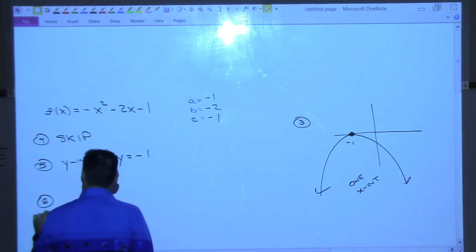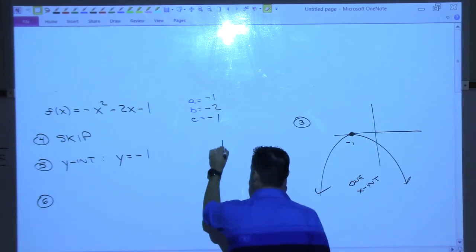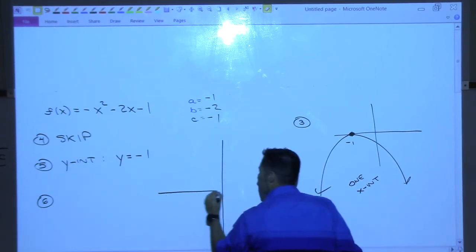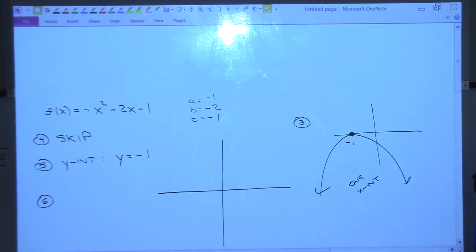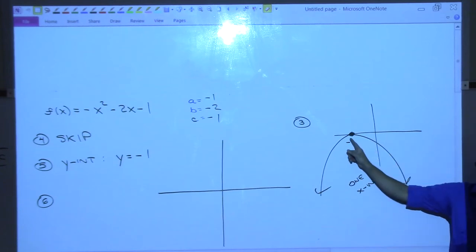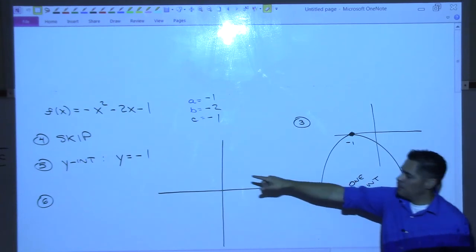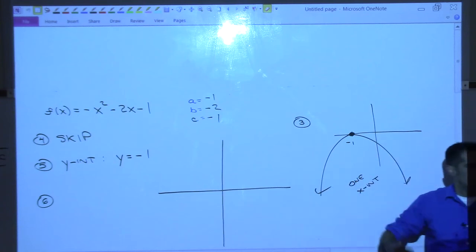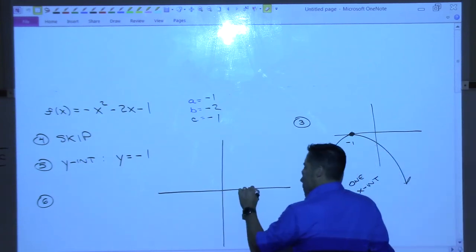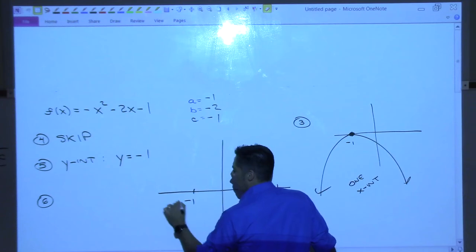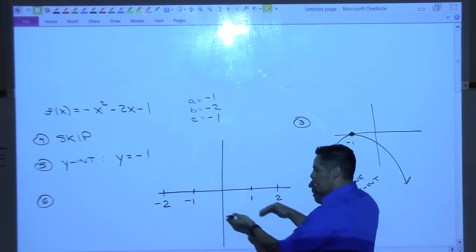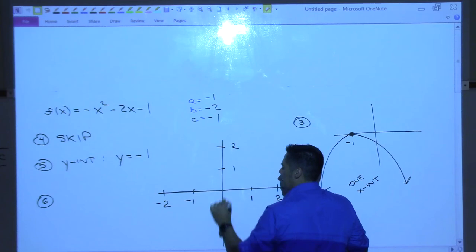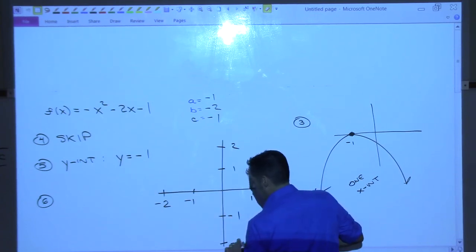6-step sketch. I'll do it right here. In terms of the x's, I only have -1, right? That's the only one I have. And then in terms of the y's, the only thing I have is -1, and then 0 for this one. So I think if I go like 1, 2, -1, -2, that should cover me this way. And this way, if I go up 1, 2, and down 1, 2, that should cover me.